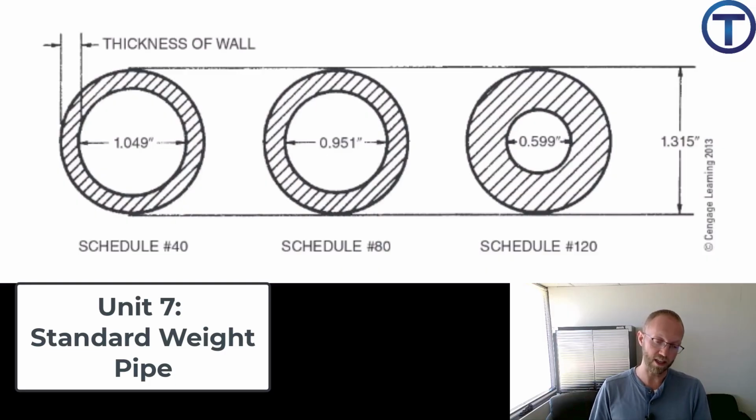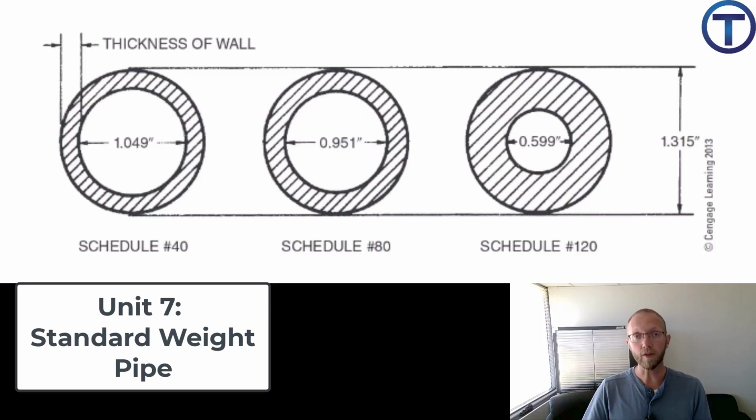Now this is a really thick wall, right? And the inside diameter has really been reduced. It's less than 3/4 of an inch at 0.599. This is still a 1-inch pipe, but we see the difference here. We have the standard at Schedule 40, the extra heavy at Schedule 80, and the double extra heavy at Schedule 120. Now you might ask, when are these different pipes going to be used?